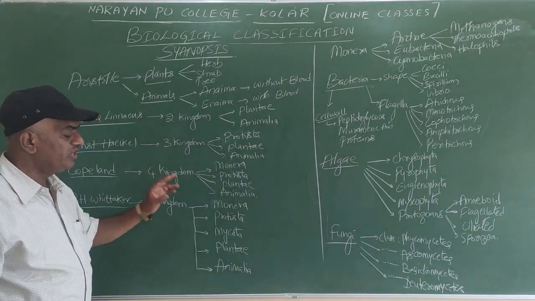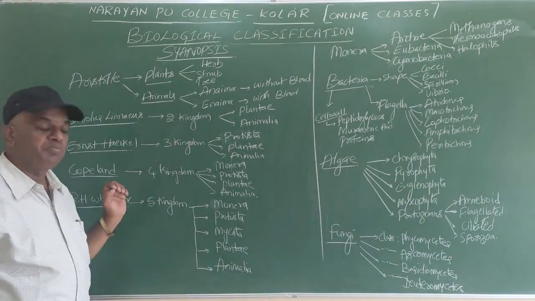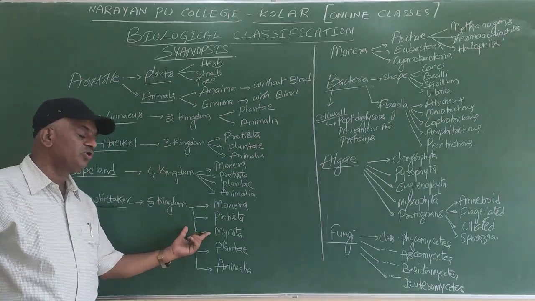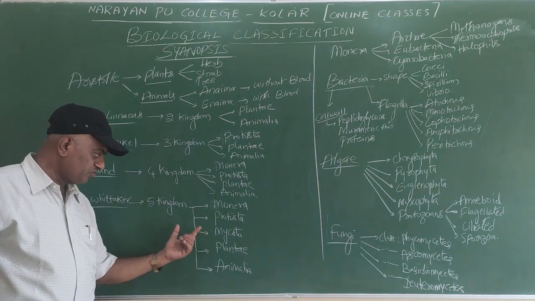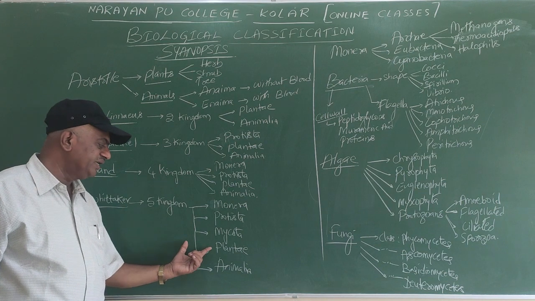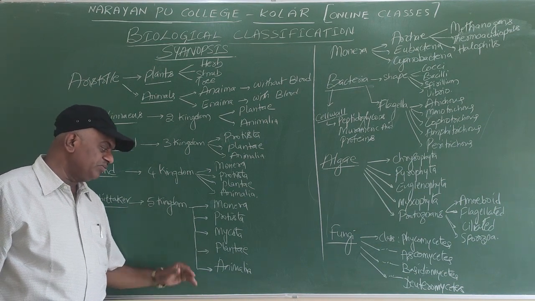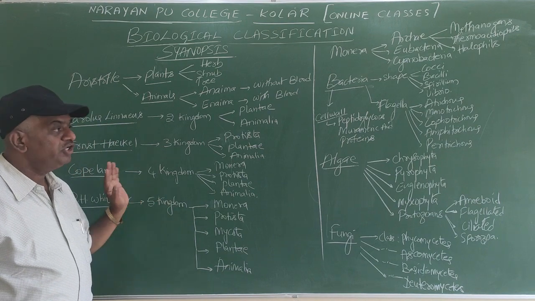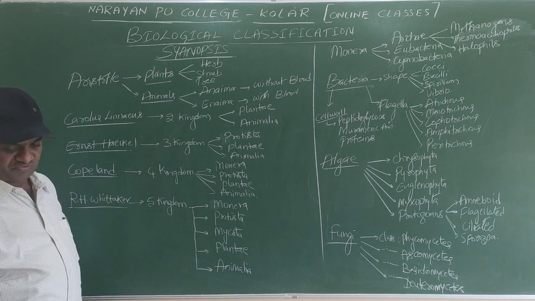The first one is called kingdom Monera, the second is kingdom Protista, the third is kingdom Mycota, the fourth is kingdom Plantae or Metaphyta, and the fifth kingdom is the animal kingdom, Animalia or Metazoa. So this is about the kingdom classifications.